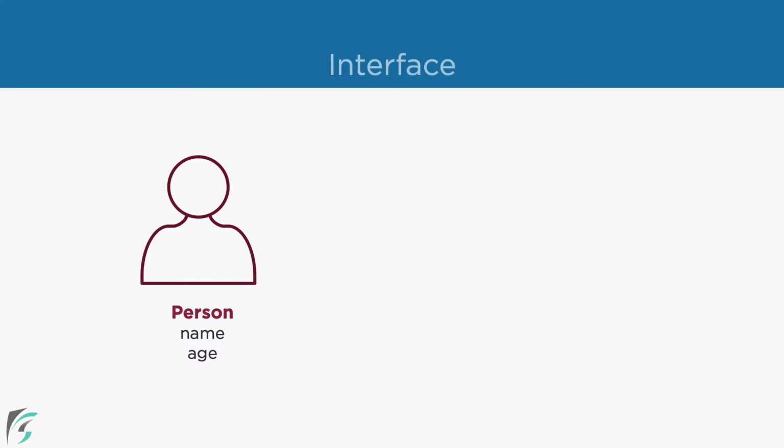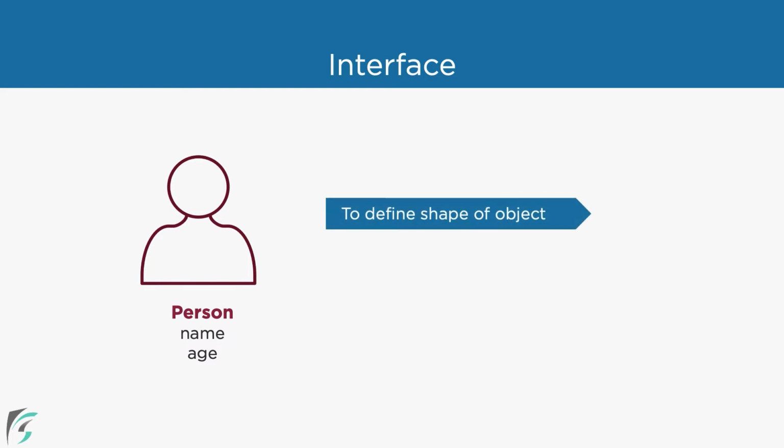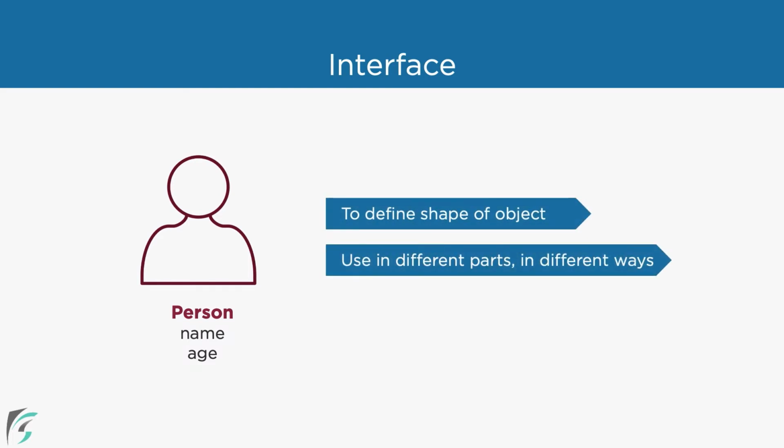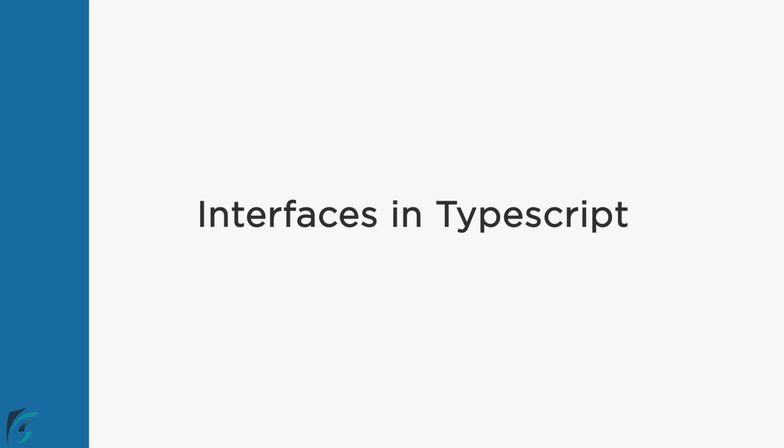Hence, we use an interface when we want to define the shape of the object with no details. We can use this shape in different parts of our application in different ways. If we need to define a list of properties which we can use to define a particular type of object, then we use an interface. Let us now dive deeper into interfaces in TypeScript and use them in our demo.